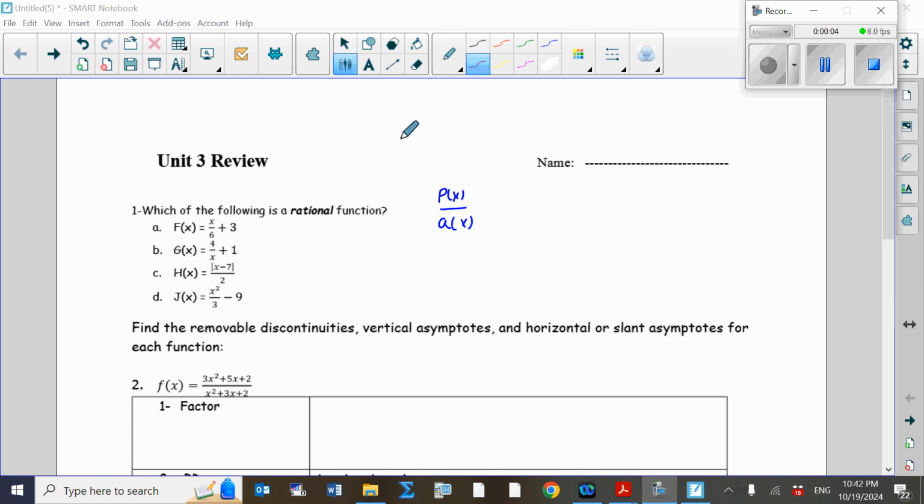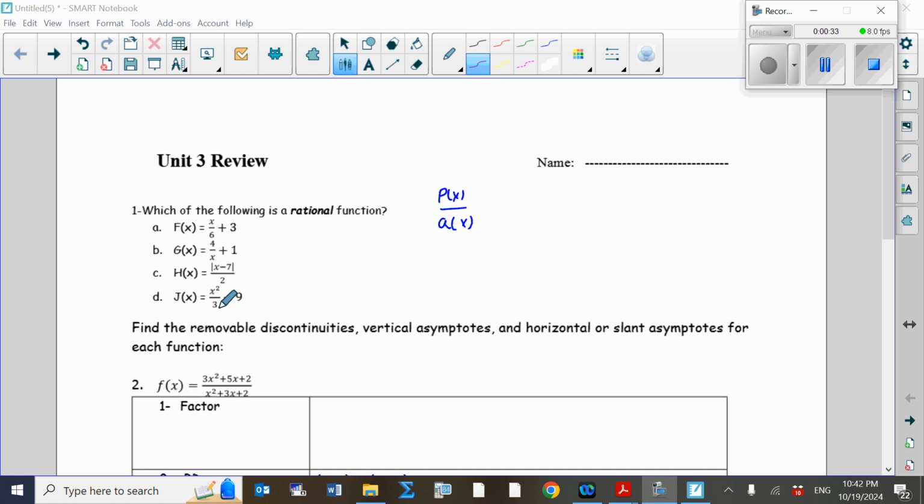Hi everyone, we're going to work on some of the questions of the rational functions review. The first question is asking which of the following is a rational function? We know that a rational function is basically the ratio between two polynomials, one on top and one in the bottom. So if I want to know which one is a rational function, basically I need to look for a polynomial in the denominator. And look at the first one, third, and the fourth one.